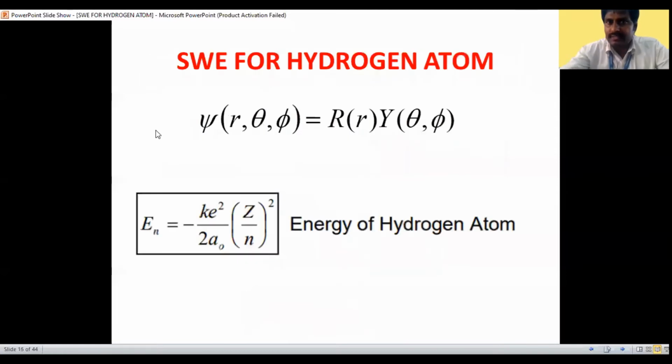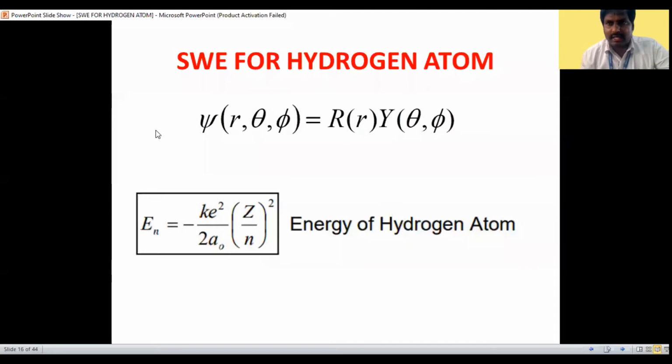Okay. And the solutions for the Schrodinger wave equation for the hydrogen atom. Let psi of r, theta, phi be a solution, that is capital R of small r into Y of theta, phi. Okay, we know well psi of x, y, z, we can write it as psi of x into psi of y into psi of z. In a similar format, we have now written psi of r, theta, phi equal to capital R of small r and Y of theta, phi.